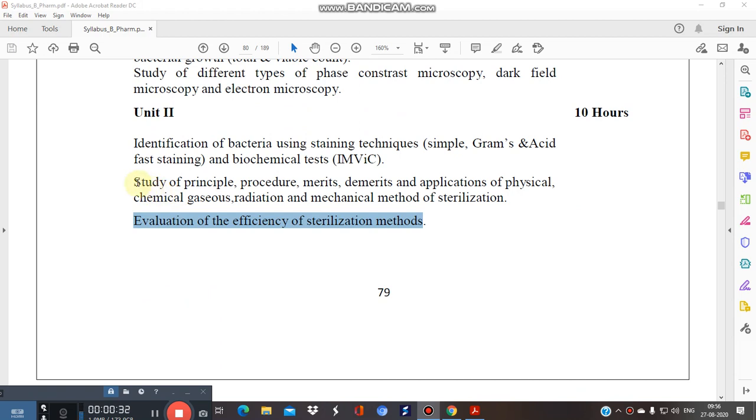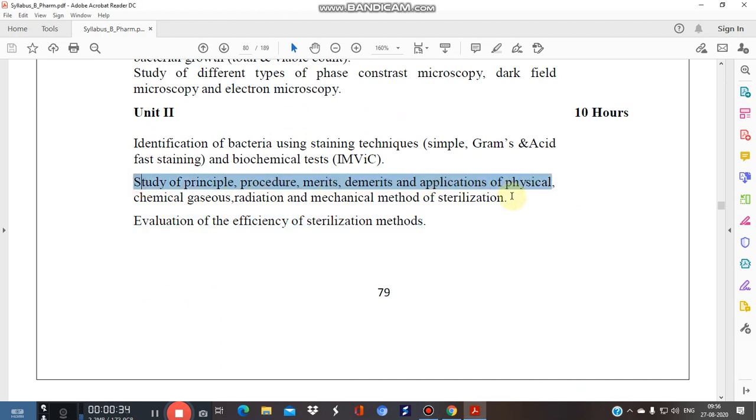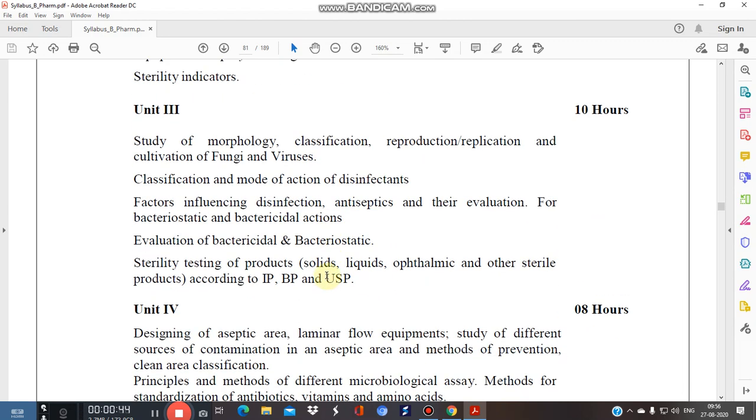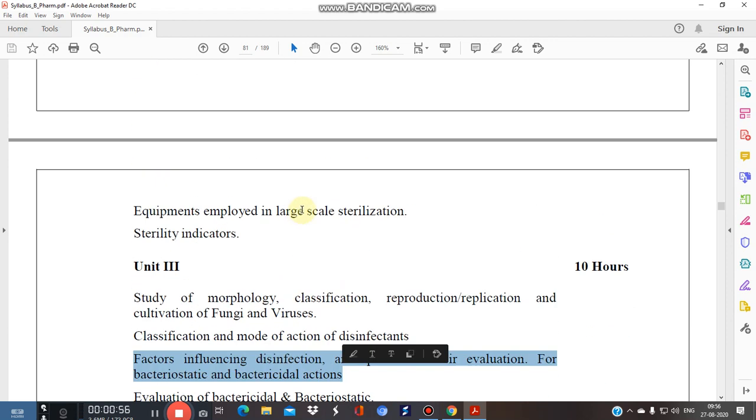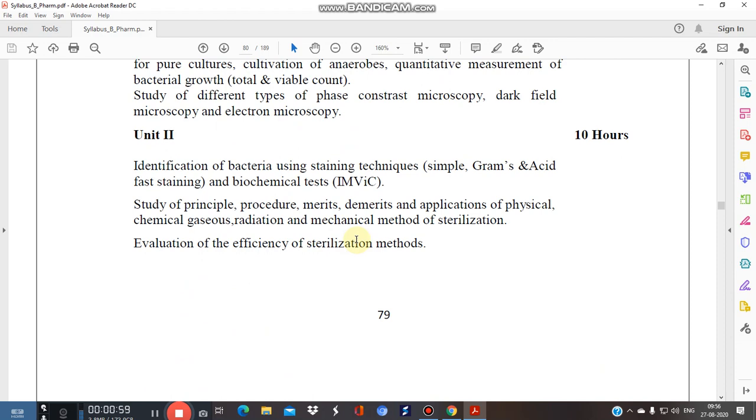Suppose you can see we have completed this topic, that is the study and procedures, merits, demerits and application of various sterilization methods like physical, chemical, radiation, mechanical, etc. And in unit number 3, there is a topic of the sterility testing of different pharmaceutical products. And yes, of course, the classification and mode of action of disinfectants and the factors affecting disinfection. We have covered this topic of disinfection somewhat in the sterilization part, in the chemical method.